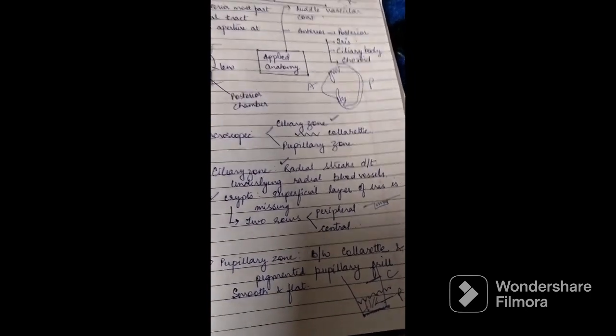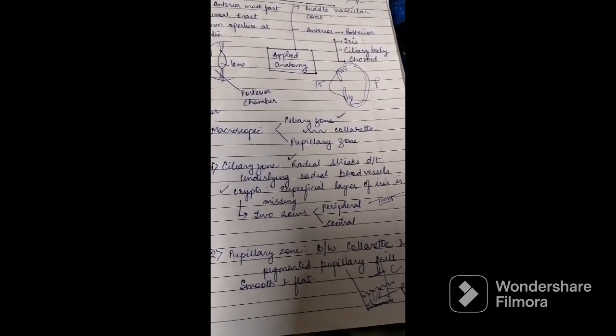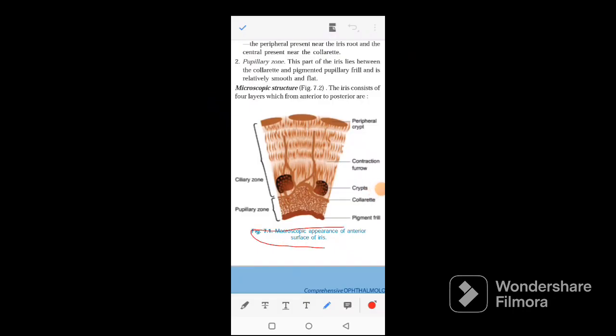This part is relatively smooth and flat. Now with the help of a picture, I will explain to you the macroscopic appearance of the iris. So let's talk about the macroscopic appearance of the anterior surface of the iris with the help of a diagram.